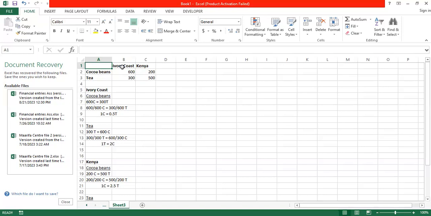So Ivory Coast should specialize in the production of the commodity that it has an absolute advantage in, which is cocoa beans, and exchange it for the commodity that Kenya has an absolute advantage in, which is tea. Kenya produces tea and exchanges it for cocoa beans, while Ivory Coast produces cocoa beans and exchanges them for tea. In the theory of absolute advantage, one country must have an absolute advantage in one commodity and an absolute disadvantage in the other. In those circumstances, trade is possible.